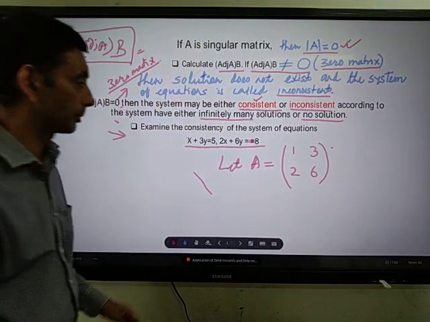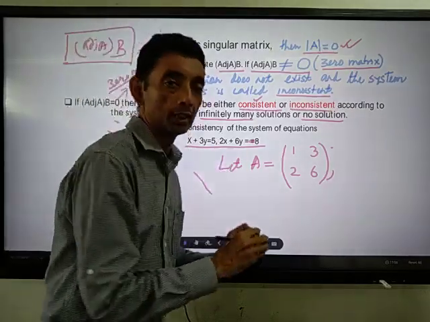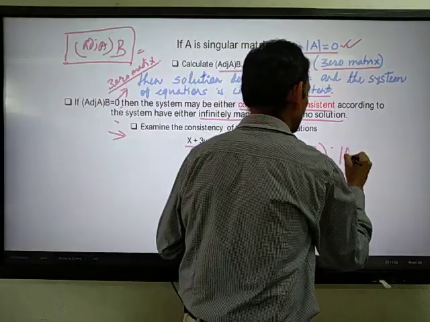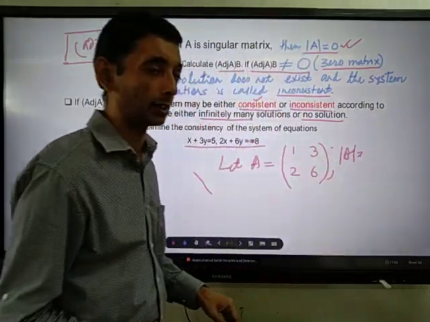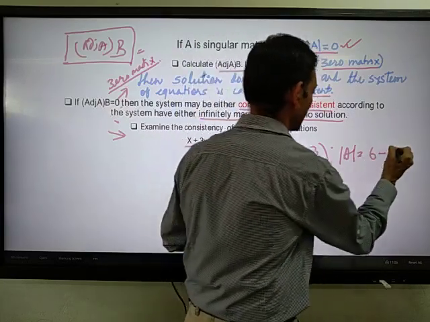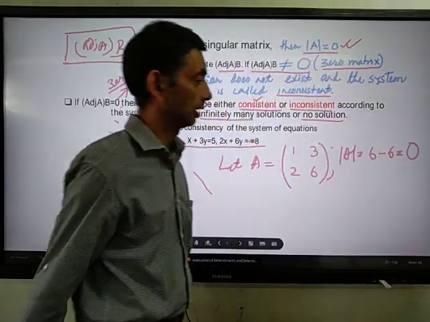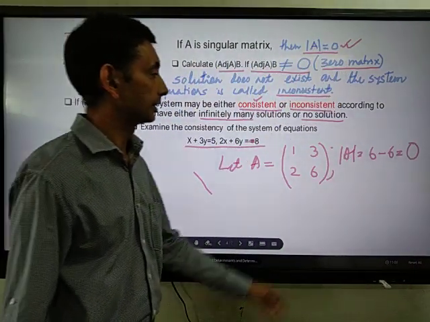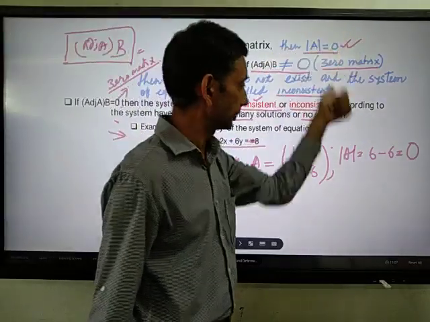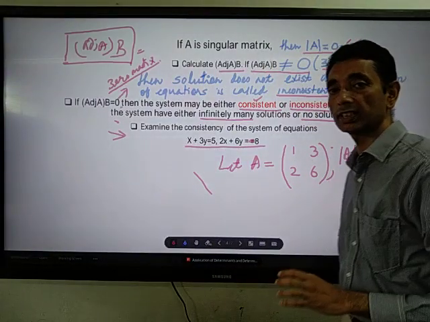Since this is a coefficient matrix, what are the next steps? We need to check whether it is a singular matrix or a non-singular matrix. So we'll just calculate the determinant of A. If we calculate it, 6 minus 3 times 2, that is 6 minus 6, equals 0. That means determinant A is equal to 0. So we are getting the second case, determinant A equal to 0. That is a singular matrix.